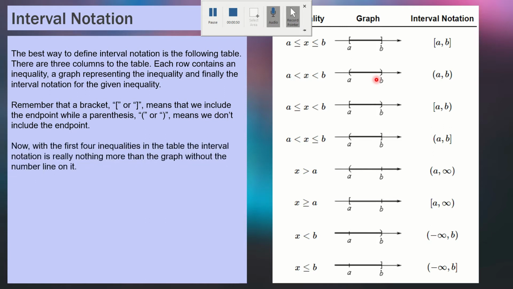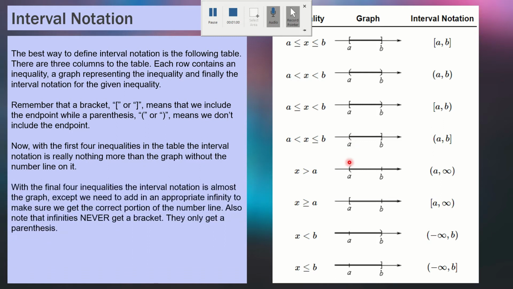Now, with the first 4 inequalities in the table, the interval notation is really nothing more than the graph without the number line on it. For the final 4 inequalities, the interval notation is almost the graph, except we need to add in an appropriate infinity to make sure we get the correct portion of the number line. Also note that infinities never get a bracket, they only get a parenthesis.